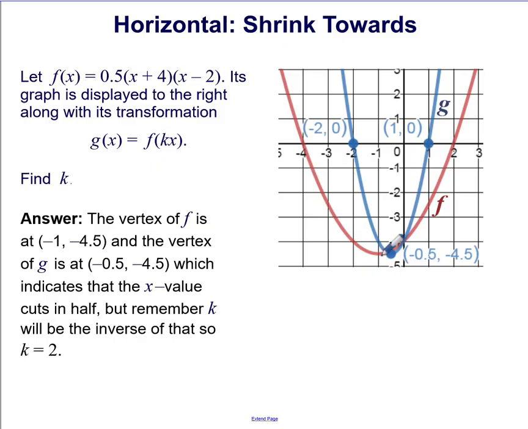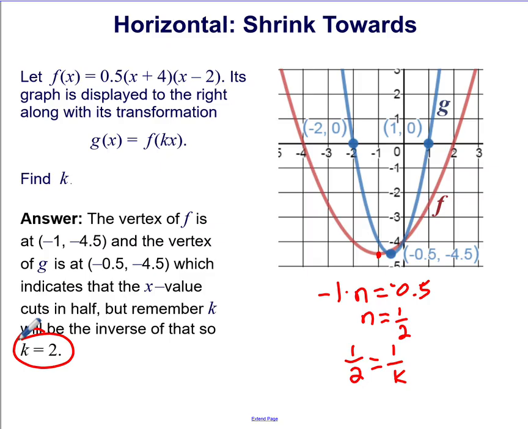I'm going to just indicate right here, this is the vertex of f. It's at x equal to -1. The vertex of g is when x is equal to -0.5. So -1 times something gave us -0.5, and that something is 1/2. But k is equal to the inverse of 1/2. And what's the inverse of 1/2? It's 2. In other words, if I solve for k, I would get 2.